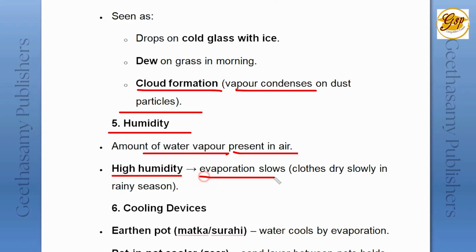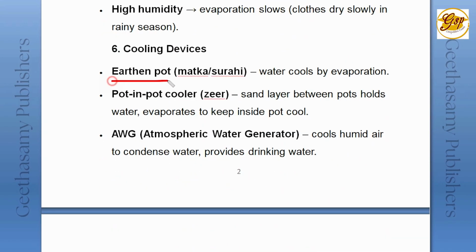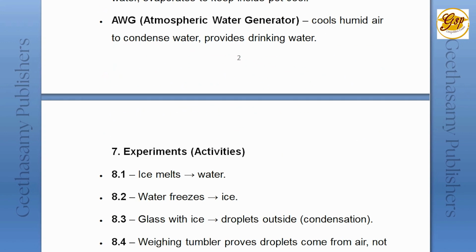then high humidity, evaporation slows and clothes dry slowly in the rainy season; and cooling devices, like the earthen pot, matka or surahi, where water cools by evaporation; pot-in-pot cooler, that is zeer, with a sand layer between the pots, the cold water evaporates and keeps the inside of the pot cool; and AWG, that is atmospheric water generation, which cools humid air to condense water and provides drinking water.